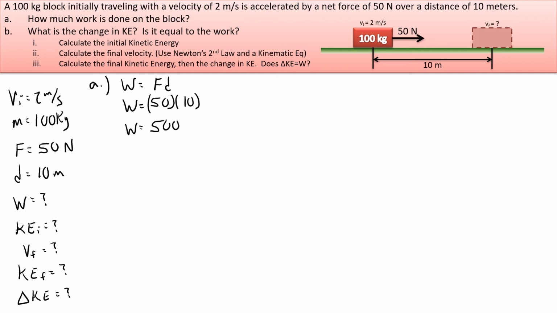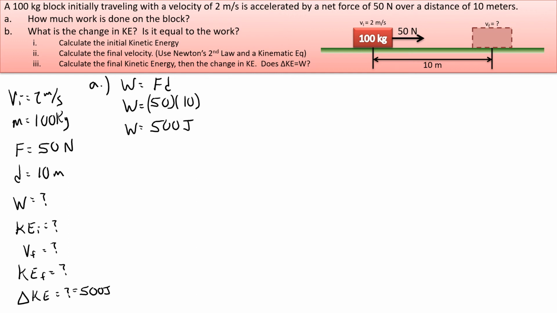What is the unit for work? Joules. 500 joules of work is being done on the system. And the force is parallel and in the same direction as our displacement, so that means it's going to be positive work. We're adding 500 joules to the system, and we would expect the change in the kinetic energy to be 500 joules. We're adding that energy to the system, so that's what the change in the kinetic energy is equal to.